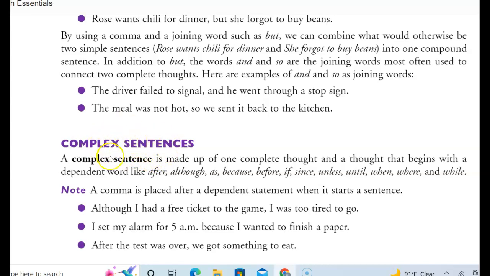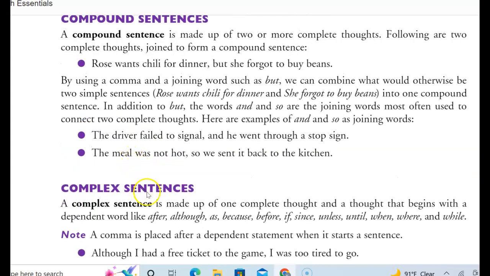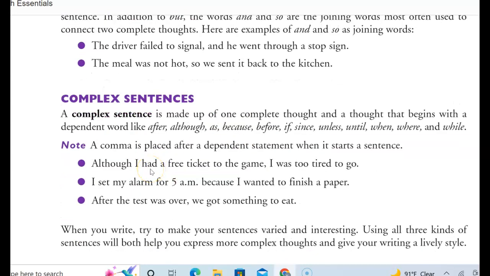Now we're going to come to complex sentences. The complex sentences are complex because now we're going to throw in a dependent clause. So remember, independent, independent. Now we're going to throw in a dependent clause. And these usually begin with your keywords here: after, although, as, because, before. You guys use these words all the time.